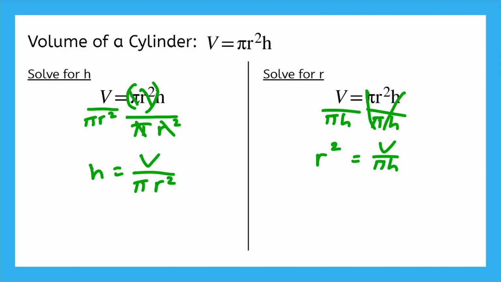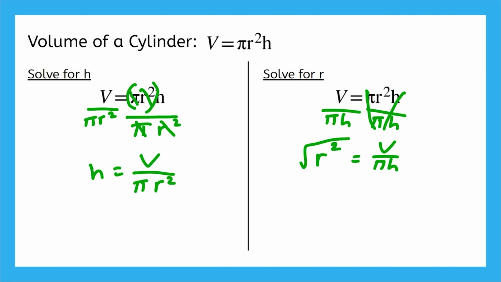But wait a second, we want to solve for R, not R squared. So how do we cancel out squaring? The opposite of a square is called a square root. So we use a square root on the R to cancel the square. And we have to do it on the other side too.